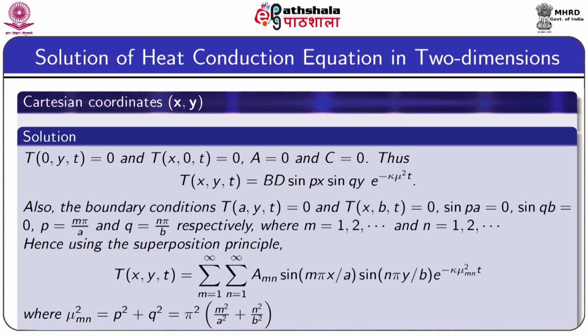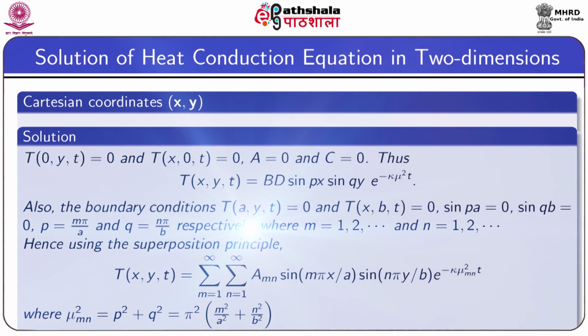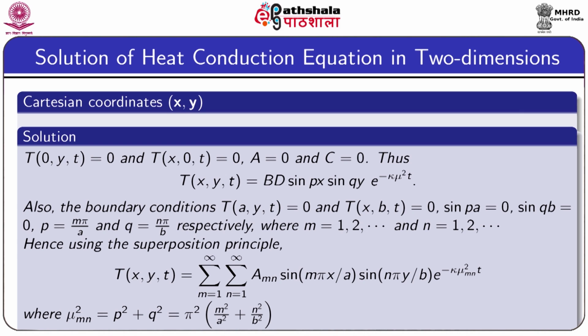Now, using the superposition principle, since the heat equation is a linear partial differential equation, we can apply the principle of superposition to find the solution in the form capital T equals sum over m, sum over n, a mn sin(m pi x by a) sin(n pi y by b) e to the power minus kappa mu mn square t, where mu mn square equals p square plus q square, which equals pi square into (m square by a square plus n square by b square).